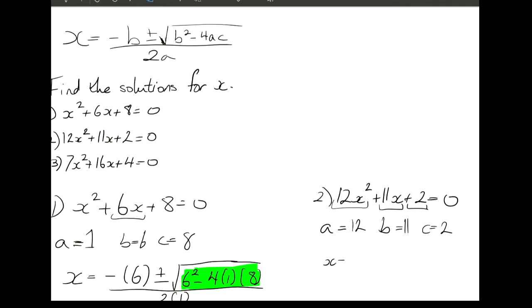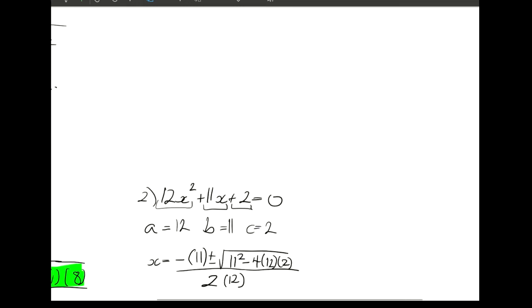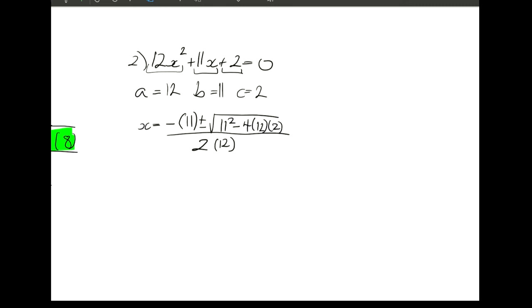So our x is equal to negative 11 plus minus the square root of 11 squared minus 4 times 12 times c, which is 2. All of this is over 2 multiplied by a, which is 12. Okay. So again, let's work out under the bracket, under the square root sign, sorry. I'm going to leave everything as it is for now.